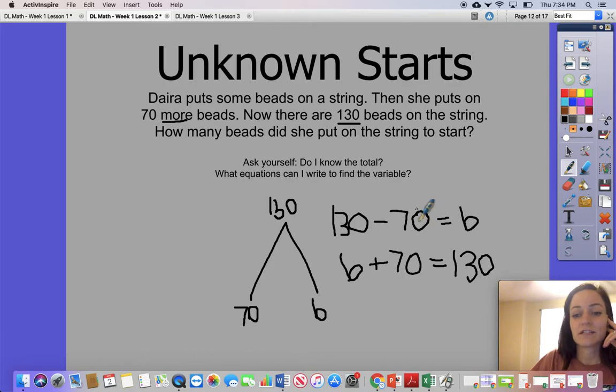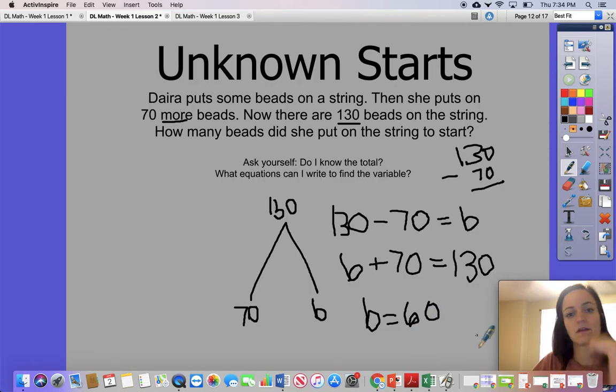130 minus 70. So I can count up from 70 till I get to 130, or I can think about it as 13 tens minus 7 tens, or I could write it like this, whatever works best for you. Okay, I'm going to count up: 70, 80, 90, 100, 110, 120, 130, and I get 60. 60 beads is what she started with. Make sure you pause it. If you have any questions on that, write them down. We'll go on to the next one.